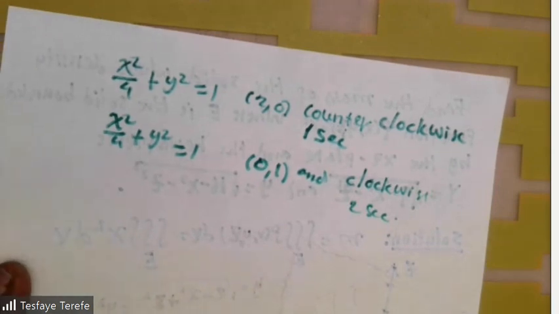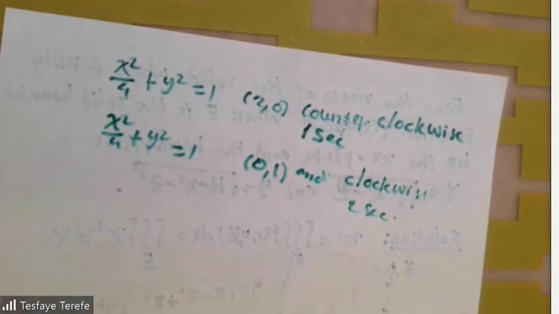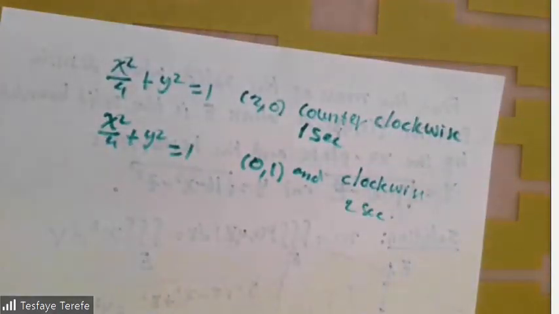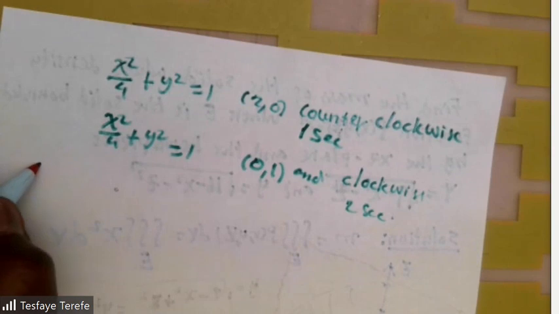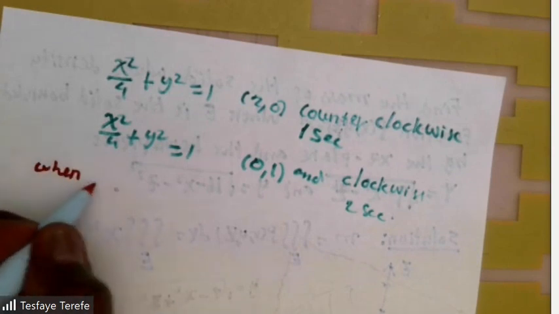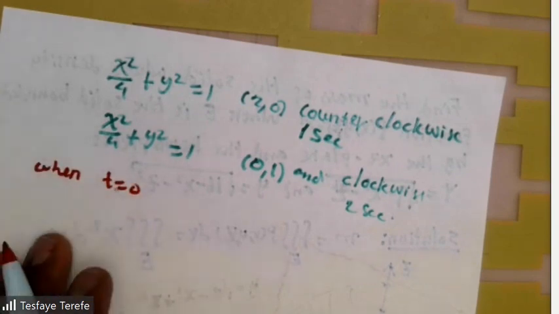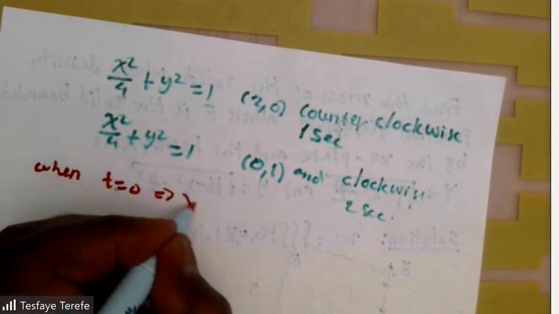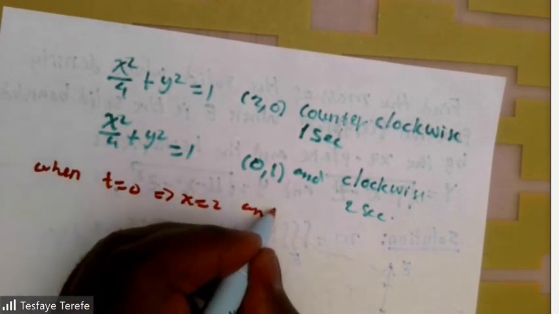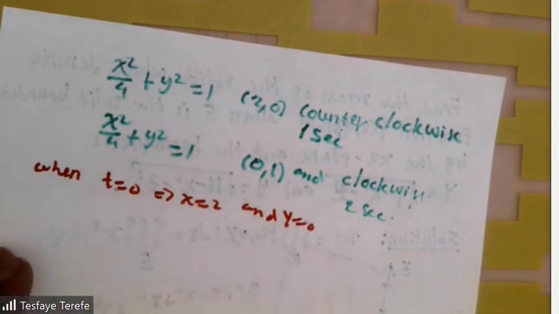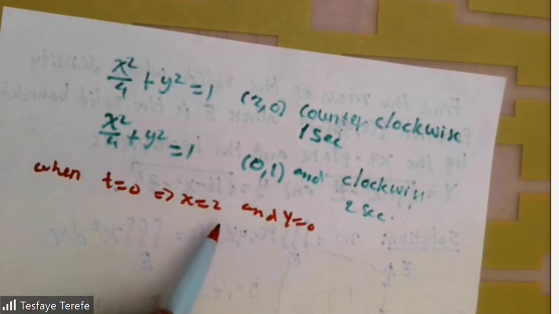Okay, well, let us do that. The first one, when t is equal to 0, then what is it? X is equal to 2 and y is equal to 0. So the x value is going to be actually a number.